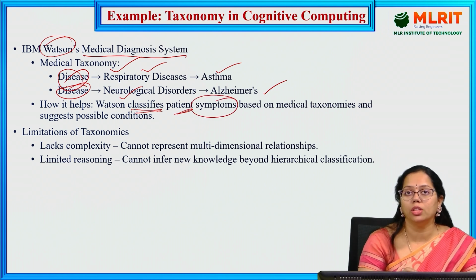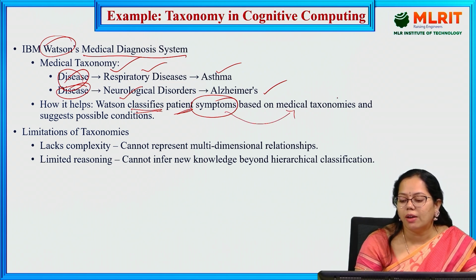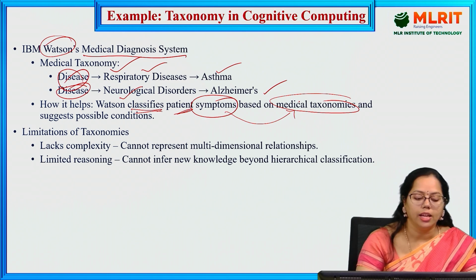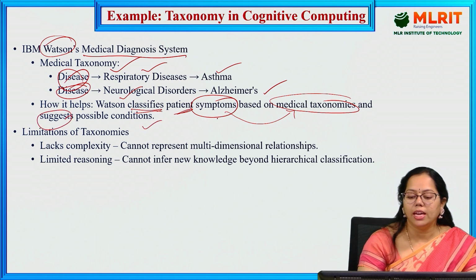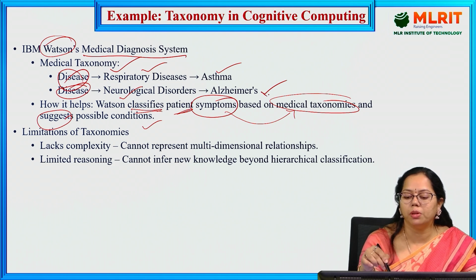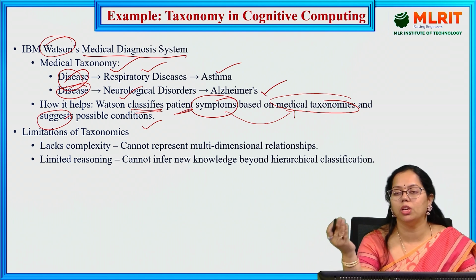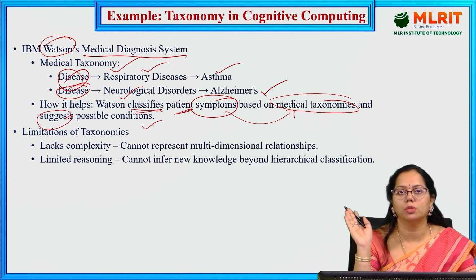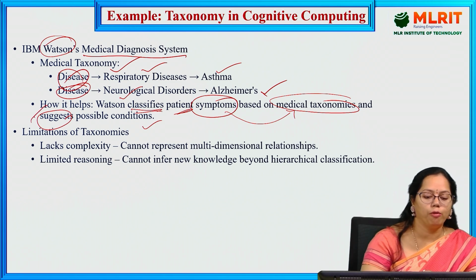How? Based on the symptom. Now this symptom has medical taxonomies and it suggests the possible conditions. If he is having a symptom related to Alzheimer's, then you need to take this prescription. You need to follow this condition to minimize it or, at least for the time being, take him to the hospital. Right? It helps in this form.